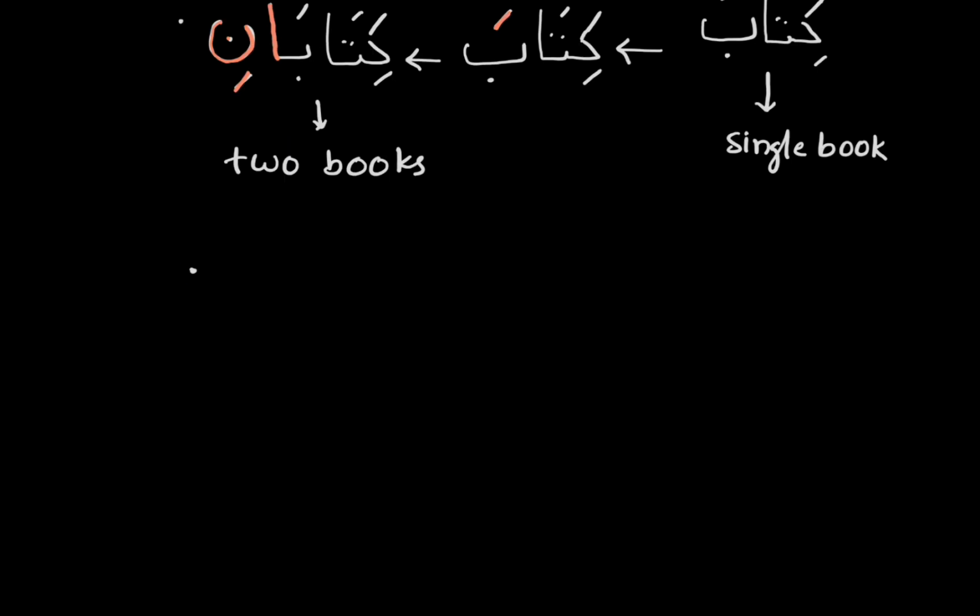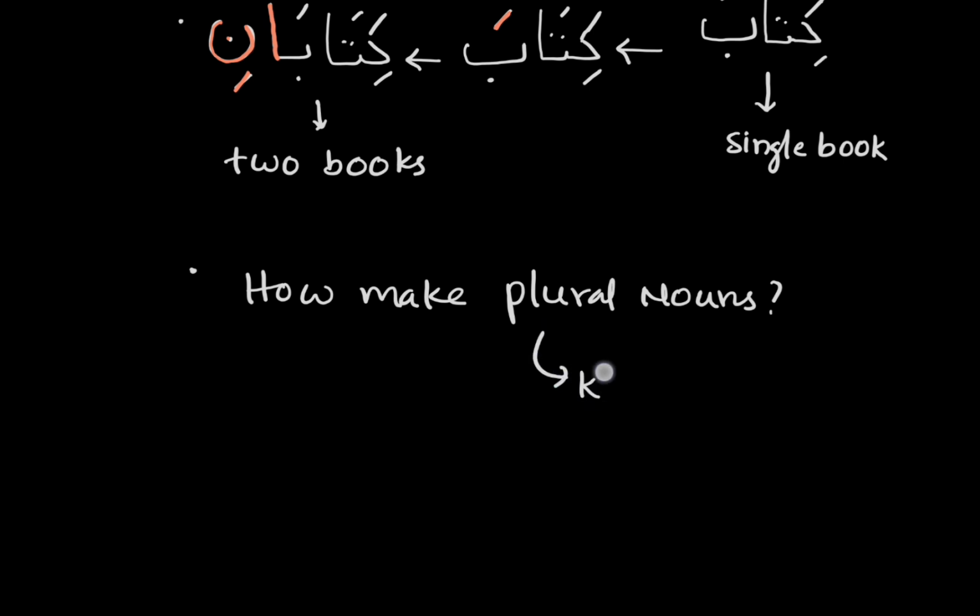Now let us learn how to make plural nouns. The plural noun in Arabic is known as jam'. Now there are two types of plurals in Arabic. So what are the two types of plural? One is regular plural and the second one is irregular plural. Irregular plural is also known as broken plural.